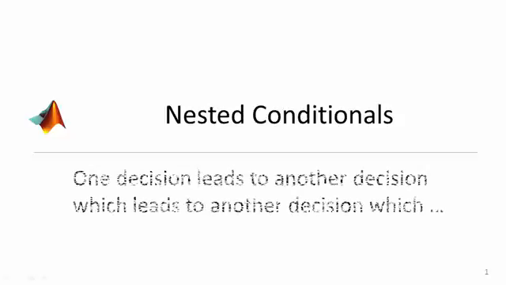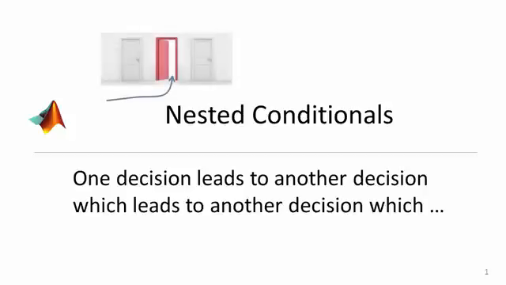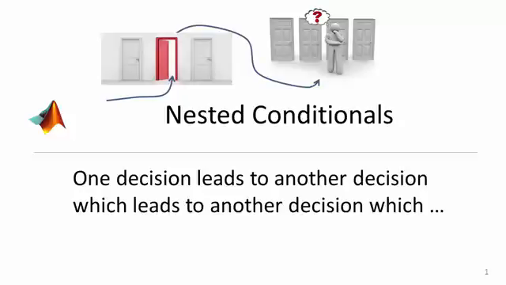Nested conditionals, or when one condition leads to another decision, which leads to maybe another decision to make. Visually, imagine you've already made the decision of going through one door, so one if statement was true. But once you've gone through one of the ifs, maybe you have another decision to make. In this case, you might need multiple if statements.